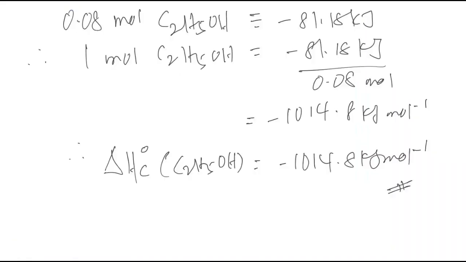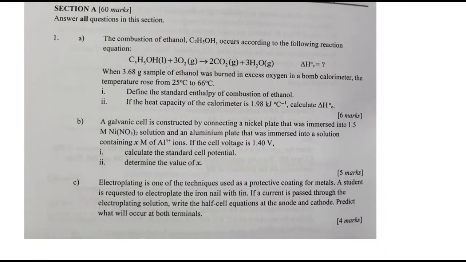Next, we look at the 1B question regarding the galvanic cell, 1B over here. A galvanic cell is constructed by connecting a nickel plate that was immersed into 1.5 molar nickel nitrate solution and an aluminium plate that was immersed into a solution containing X molar of aluminium ions. If the cell voltage is 1.40 volt, calculate the standard cell potential, determine the value of X. So we have to determine the standard cell potential. Standard cell potential here refers to, we have to calculate the E naught cell. Okay, sorry, E naught cell. We have to calculate the E naught cell. Alright.